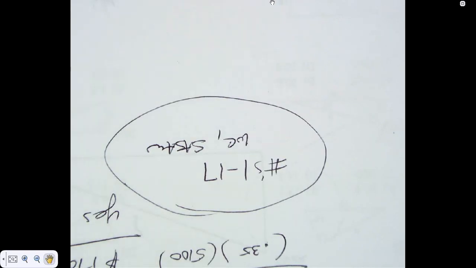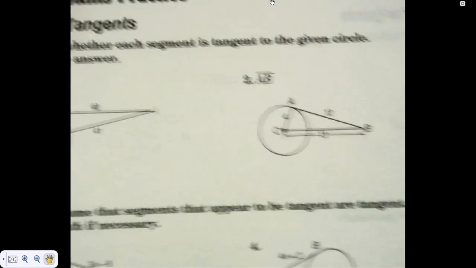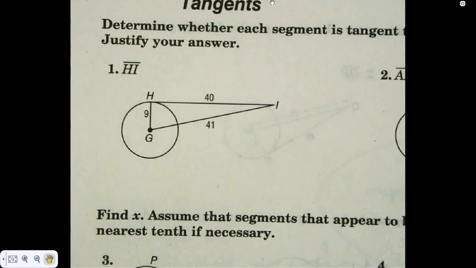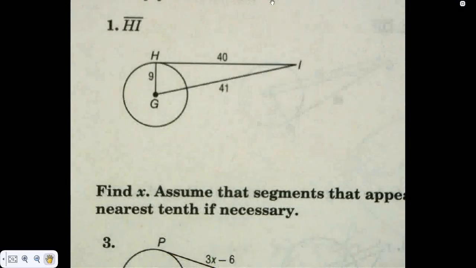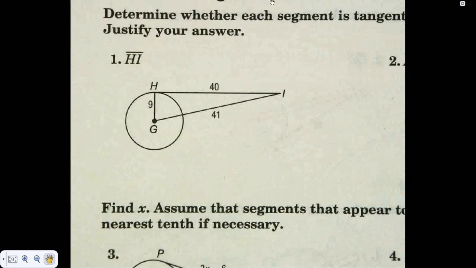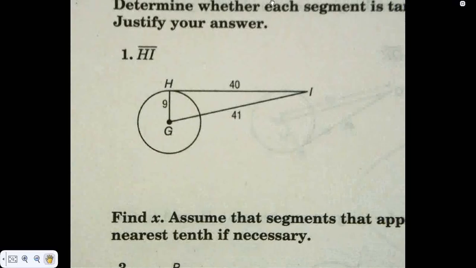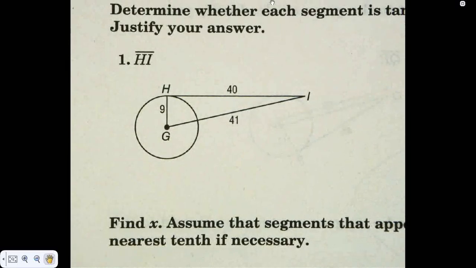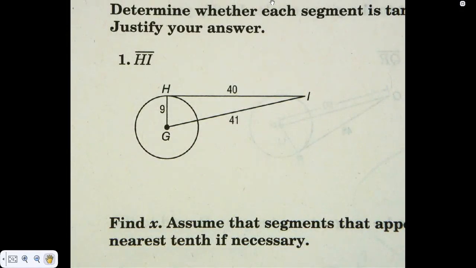Now, let's get out our handy dandy red books. And let's start with number 1 on page 131. Your directions here are to determine whether each segment is tangent to the given circle. Justify your answer. Well, I tell you what, as someone grading homework assignments, the justify is more important than the answer.